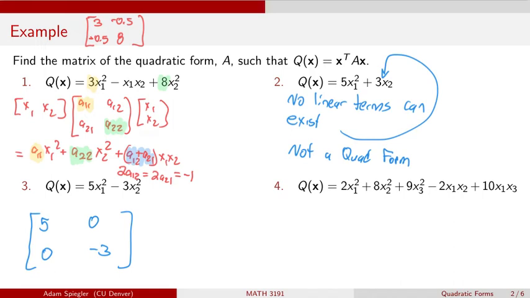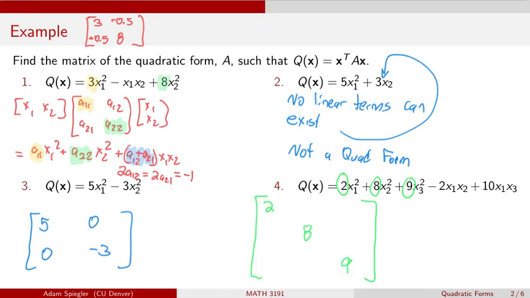So it seems like we should be able to find a symmetric matrix A to express this function as the product x transpose times symmetric matrix A times x. So let's pull off the information that we can get pretty readily, which is the diagonal entries. I know that the 2 in front of the x1 squared is going to be my first diagonal entry. This 8 in front of the x2 squared is my next diagonal entry. And then finally, this 9 in front of the x3 squared term is my third entry.